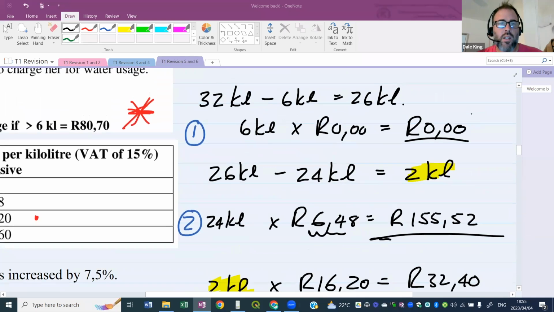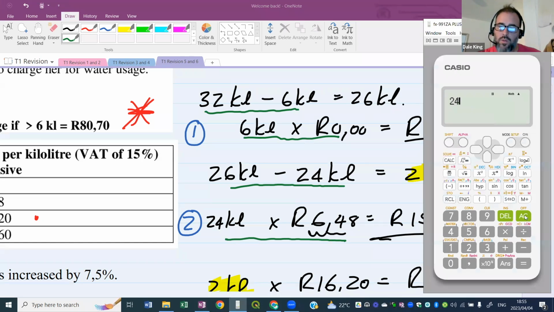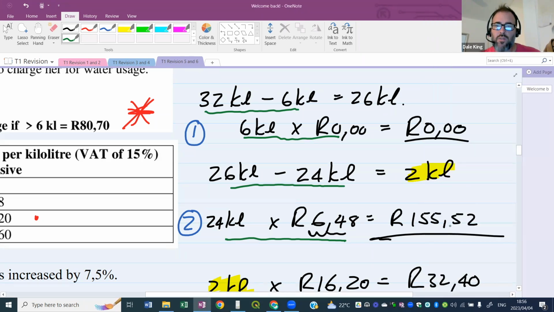So here we go. We had 32 kiloliters. I'm going to use a green underline. We have 32 kiloliters. We subtracted the 6. We have 26 left. The first 6 is charged at 0 rand. We've got 0 rand for that. We've got 26 left. We have to take 24 out because there's 24 kiloliters in the second bracket, which means we have 2 left. That 24 is charged at 6 rand 48. I'm going to check the calculation. 24 times 6 rand 48 equals 155.52. That's correct.